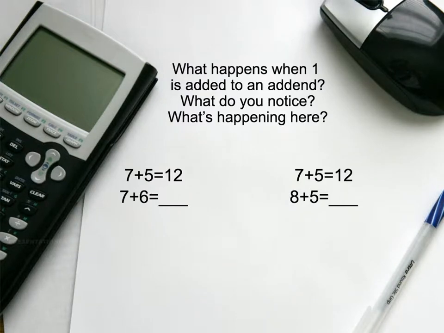Here's a set of problems that a 3rd grade teacher provided to her class and asked them to solve in order to find out what happens when 1 is added to an addend. What do you notice? What's happening here? Those are the questions she asked. She later had them also look at comparisons of what happens when you add 1 to, or increase, a factor in a multiplication problem.